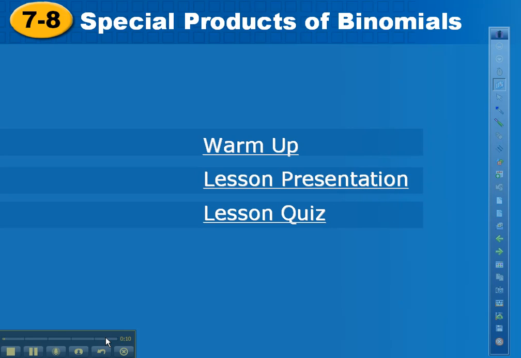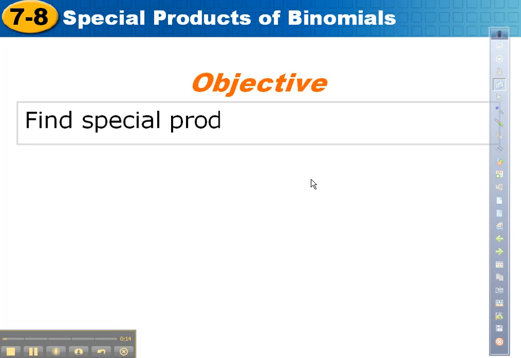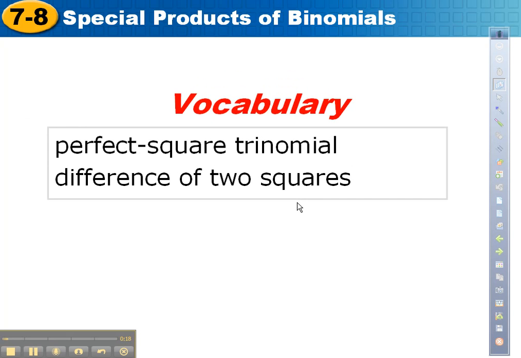It's called Special Products of Binomials. So let's take a look here. We're going to find special products of binomials. Here's your vocabulary: perfect square trinomial and difference of two squares.